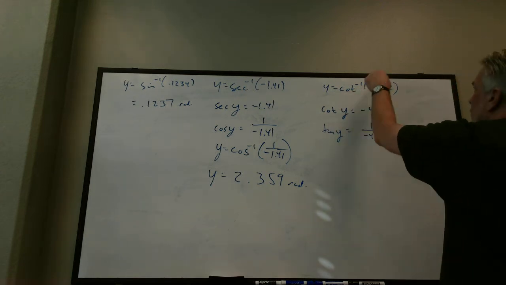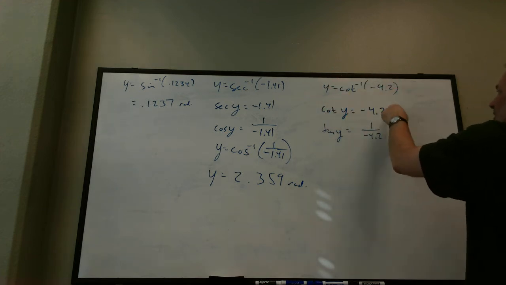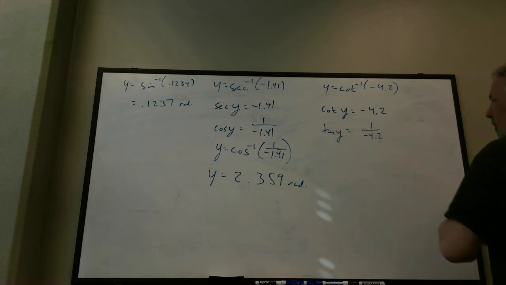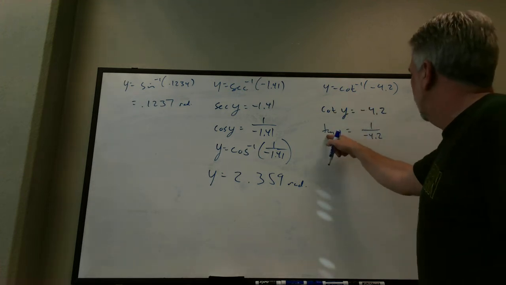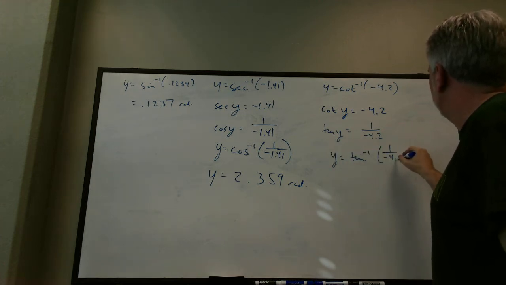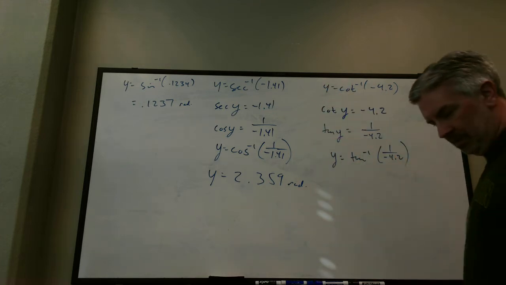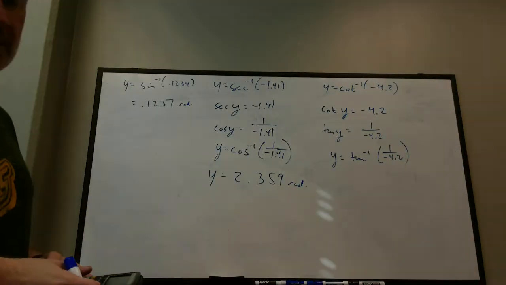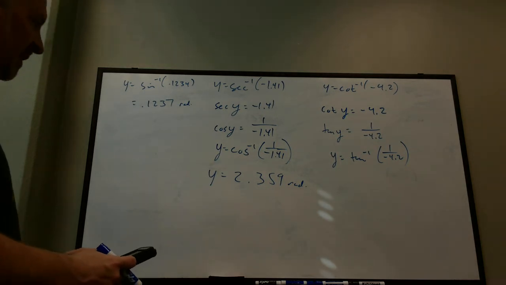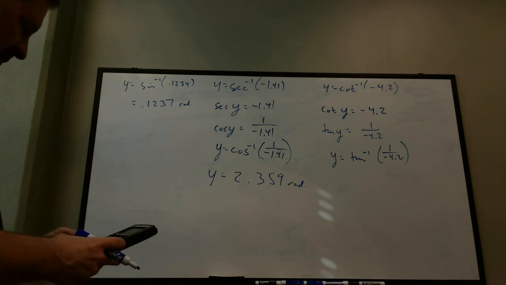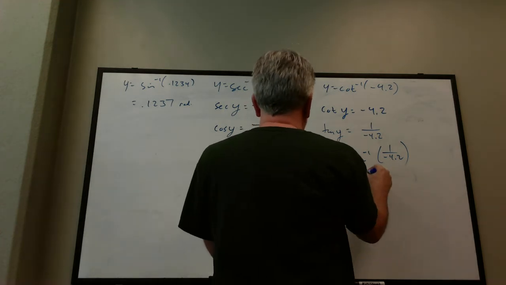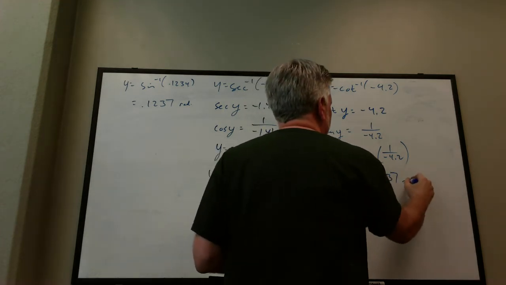Right? So cotan inverse of a number is an angle. Cotan of the angle is the number. We don't have a cotan button, so change it to tan. Tan is the reciprocal of cotan. Right? So tan of an angle is a number, so the angle is tan inverse of the number. So I'm doing the exact same thing that I did over here. So if I type this in, again, I'm in radian mode. So tan inverse of 1 over negative 4.2, I'm getting that y here is minus 0.2337 radians.